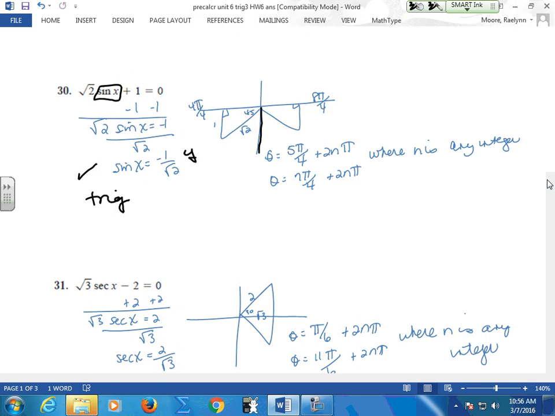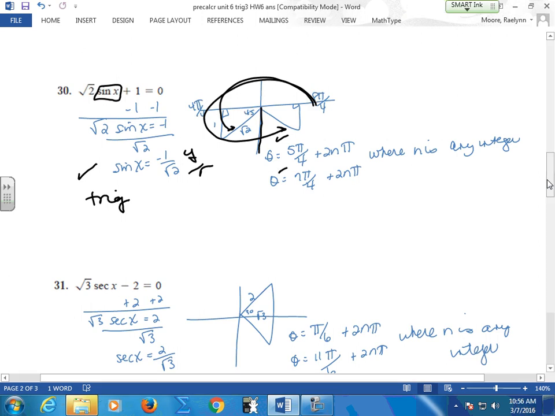We label our triangle. We say, well, this is a 45-degree angle. This is the last part of trig that you still have to remember. So 4 pi over 4, 8 pi over 4. So this goes to 5 pi over 4, and this guy goes to 7 pi over 4. But since we wanted all solutions, we say, okay, from here, add 2 pi. From here, add 2 pi. So we qualify all solutions with plus 2n pi, where n is any integer.